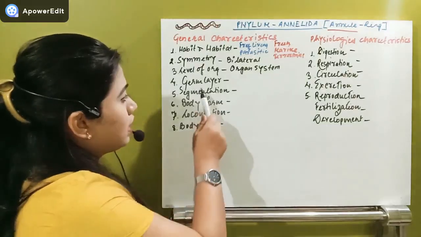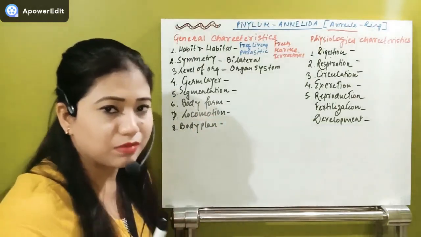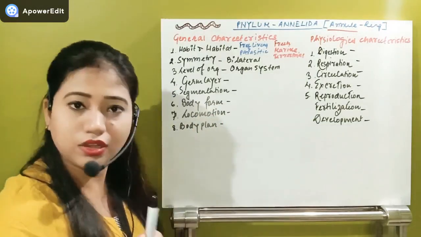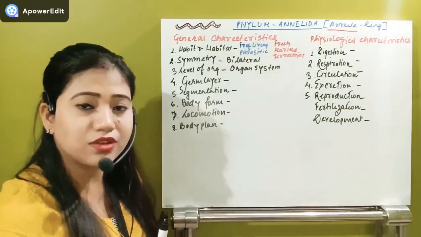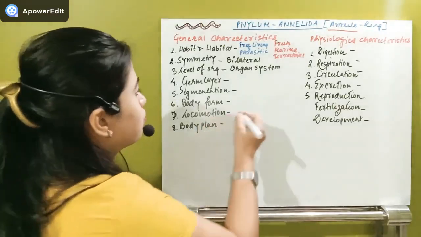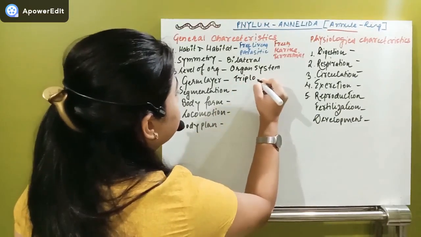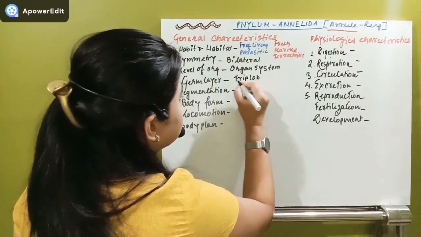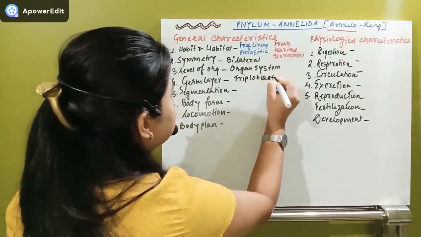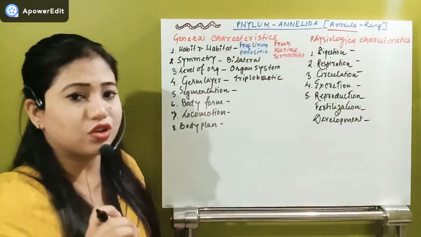Now come to the next one, that is germ layers. Already we have seen in the previous phylum how many germ layers are present. They have three germ layers, they are triploblastic. In annelids also, the germ layers are three. The mesoderm has developed, so these organisms are triploblastic animals. All of the organisms have three germ layers.